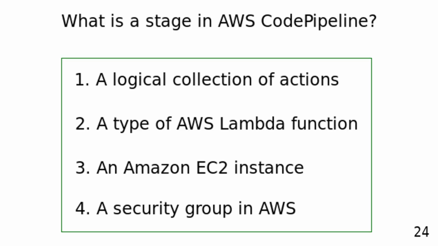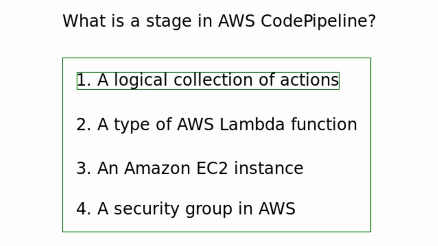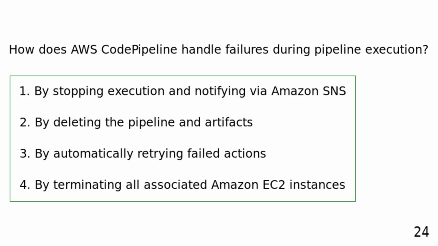What is a stage in AWS CodePipeline? A logical collection of actions. A type of AWS Lambda function. An Amazon EC2 instance. A security group in AWS. A stage in AWS CodePipeline is a logical collection of actions that are grouped together to represent a part of your release process.